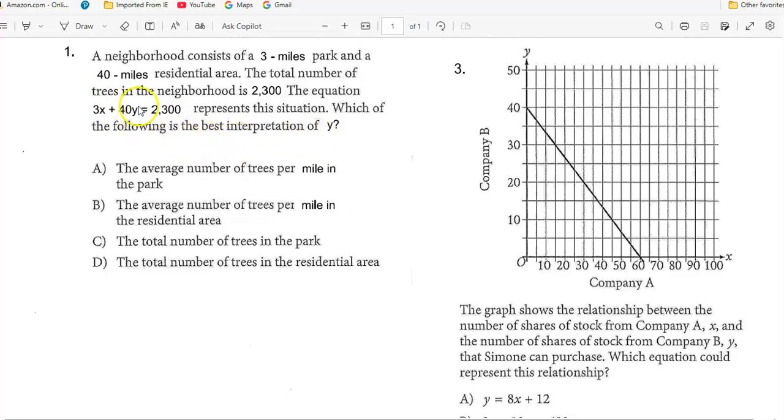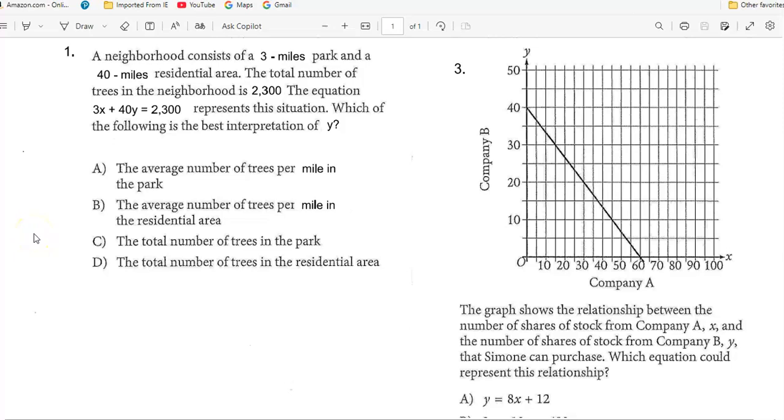Alright, from the equation here I see y in that term. 3x plus 40y equals the total number of trees. So that means 3x is the total number in the park plus the total number in the residential area equals the total number of the trees in the neighborhood. So what does y represent in this situation?